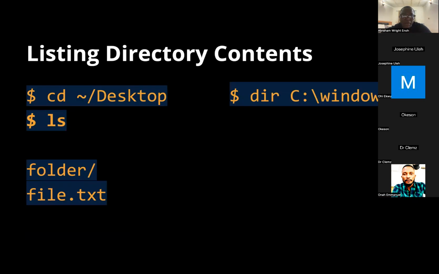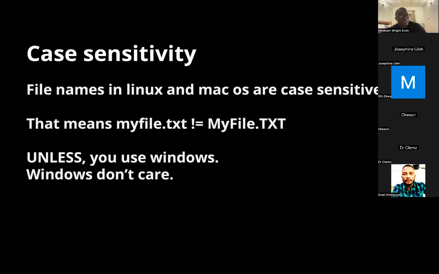For listing a directory, DIR works for Windows, and LS works for Linux and Mac, at folder level and code. Case sensitivity is also key. File names in Linux and Mac are case sensitive. That means myfile.txt is not the same as MyFile.txt unless you use Windows. Windows does not care about these file names, but on Mac and Linux you have to be very consistent in your naming. The rules are too much there.